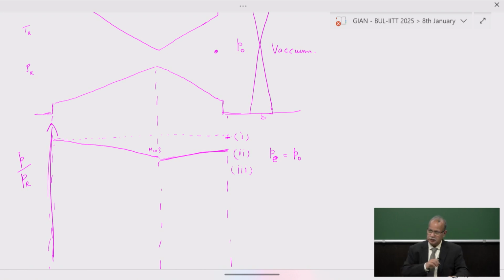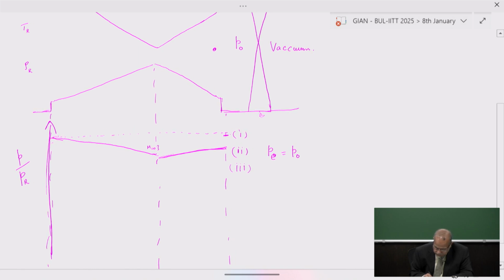So the velocity increases, but still not M equal to 1. Let's say for the purpose it is 0.7. So the flow entering the diverging section is still at subsonic conditions. So the pressure increases.